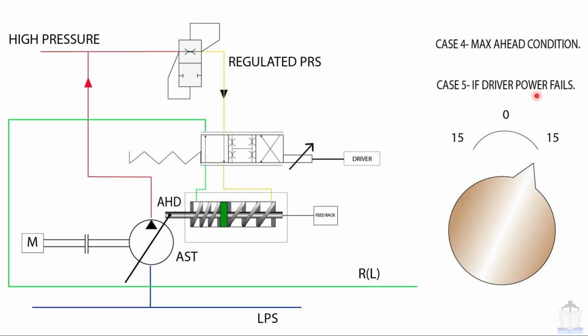Case 5, if driver power fail, CPU fail or channel 20 fail. In all such type of conditions, switch plate cam will move to ahead direction. That means driver fails, MPC fails or channel 70 fails, this spring force will come into action, and thereby this hydraulic pressure acts this side, which pushes this piston to maximum ahead position.